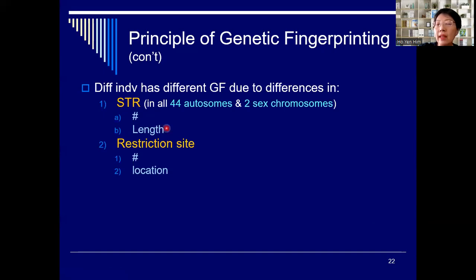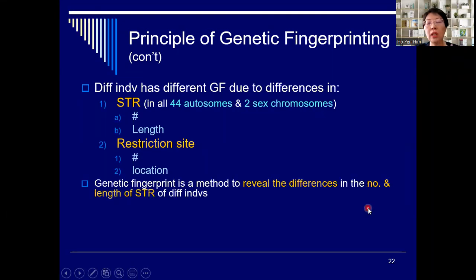When we prepare the DNA for gel electrophoresis, we have to cut it into fragments. The chromosomes will also have a different number of restriction sites and different locations of restriction sites. All these will lead to differences in the banding pattern in genetic fingerprinting. Therefore, different individuals have different genetic fingerprints because they have different numbers and lengths of STR, and different numbers and locations of restriction sites for all their 44 autosomes and 2 sex chromosomes.